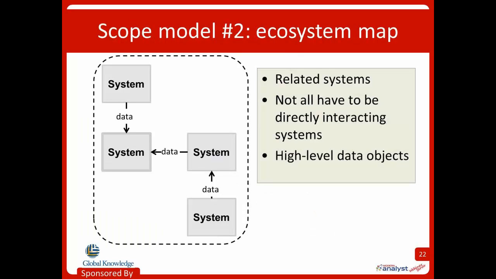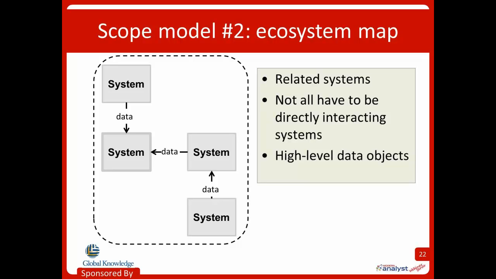Our second scope model is the ecosystem map. This is one of my favorite models. I will preface this by telling you this: I think that probably almost every one of the projects I've worked on, we create these. This model illustrates all of the systems related to the system that's being developed. And it's helping us to make sure we know all the interfaces that we're going to have requirements for.